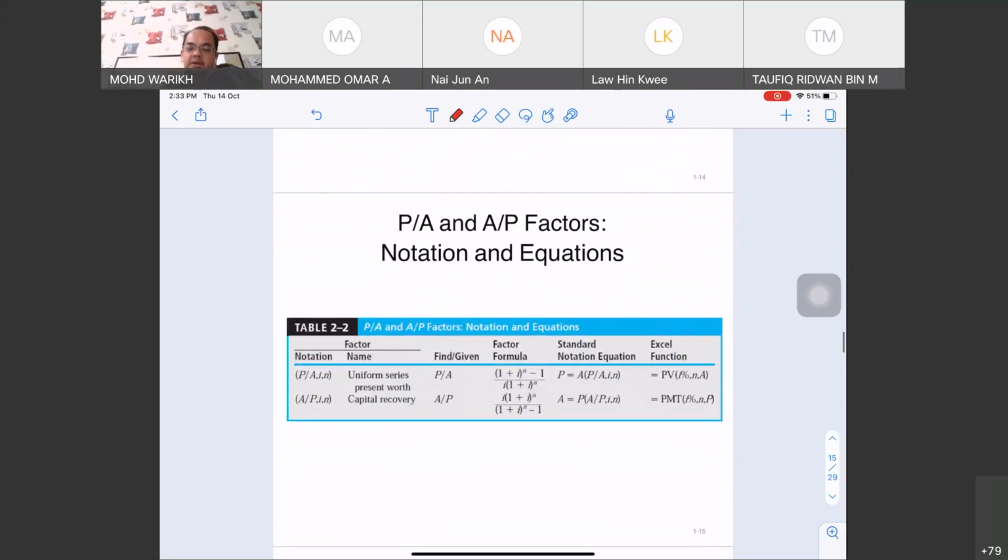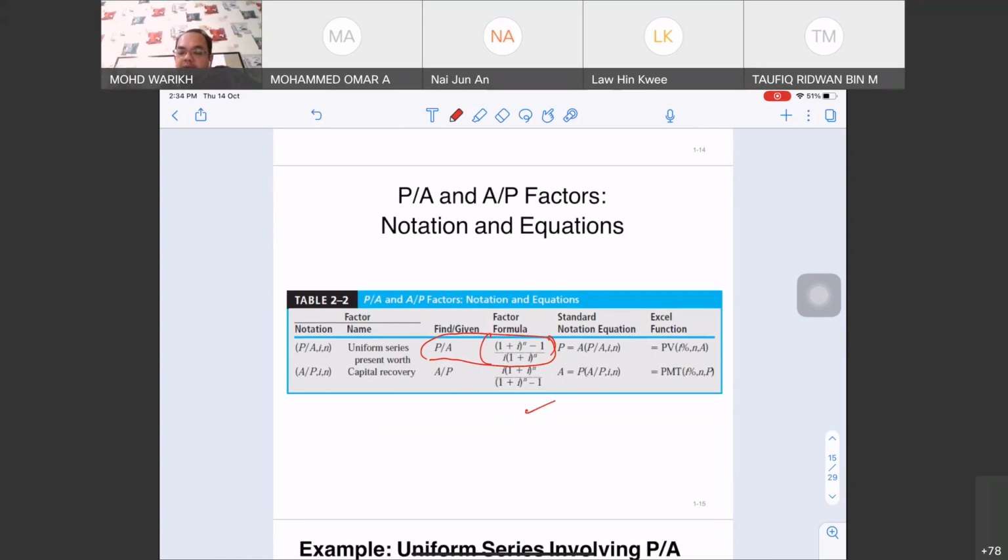So this shows you the formula. If you are bored of using the tables, you can use the formula. So you have to remember this formula. For P over A, you use this formula: (1 plus I) power of n minus 1, per I times (1 plus I) power of n. Or A over P: I times (1 plus I) power of n, per (1 plus I) power of n minus 1. You can use this one, no problem at all.